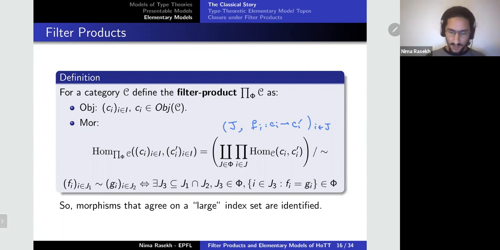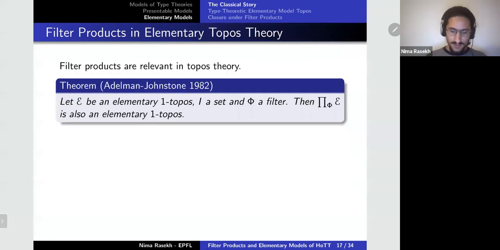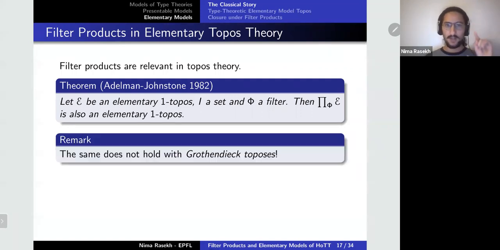And there's a cool fact about them, which I saw in the references I found, due to Aleman and Johnstone, which says that if E is an elementary one-topos, I is a set, and phi is a filter, then the filter product is also an elementary one-topos. It's nice. I should note they prove something more general, but I will focus on what I need. And notice this fails if you replace the word elementary with Grothendieck. So it does not hold.